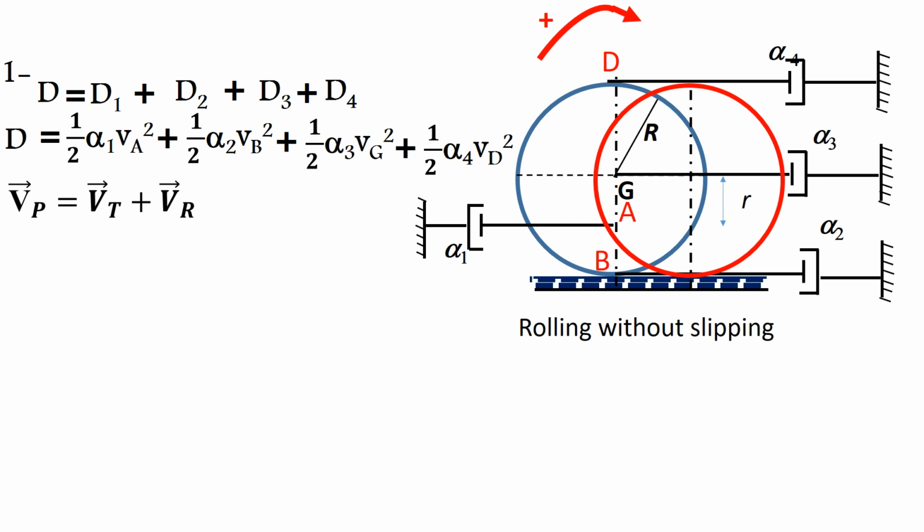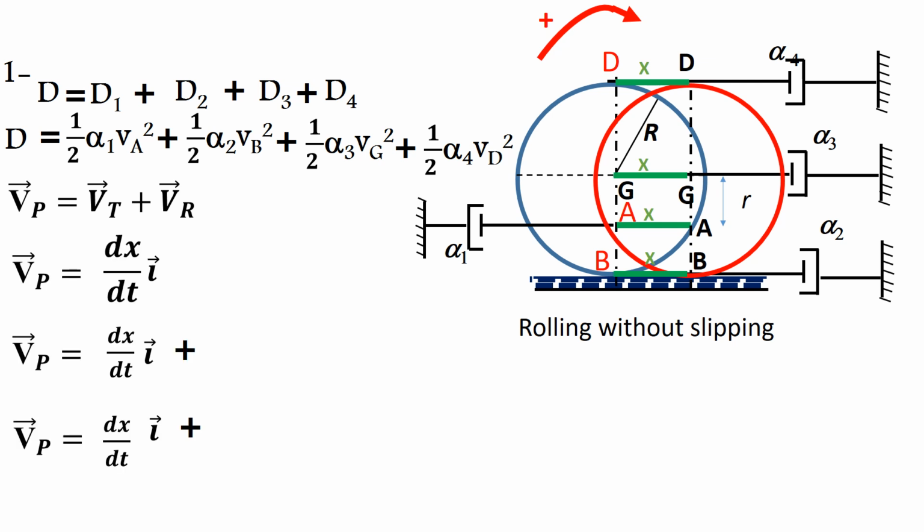Look at the figure. After translating, the point D comes here and it displaces with X, translational motion. The same thing for G, the same thing for A, and the same thing for B. As a conclusion, all the points of the cylinder will translate with the same amount X, and so they have the same translational velocity.